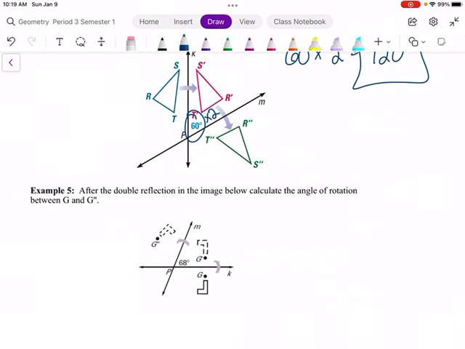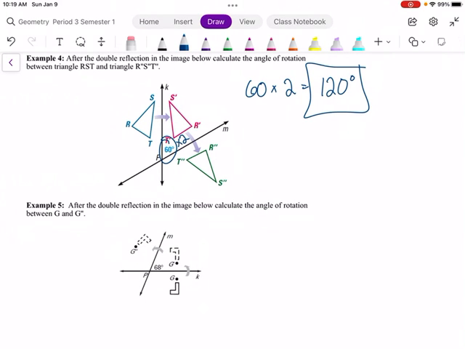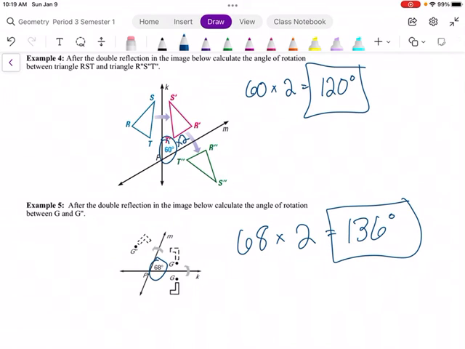So our next example, why don't you try it and then hit play when you have your answer. For this one, you would have taken 68 times 2. And let's see, that would be 136 degrees would be your final answer.